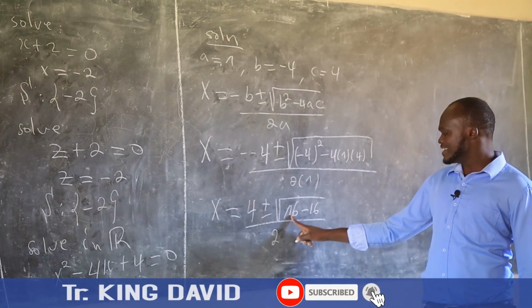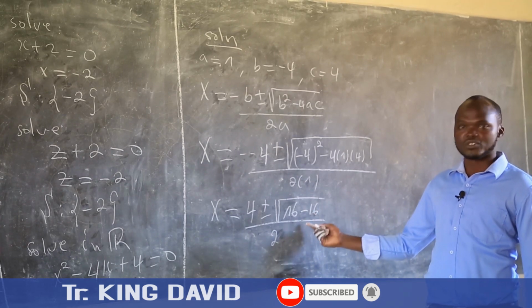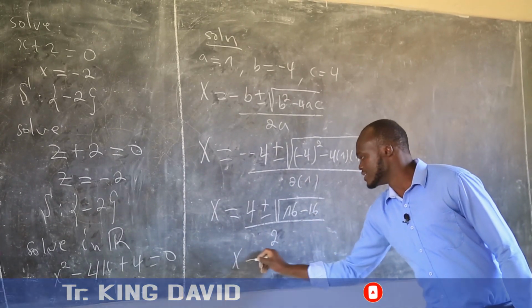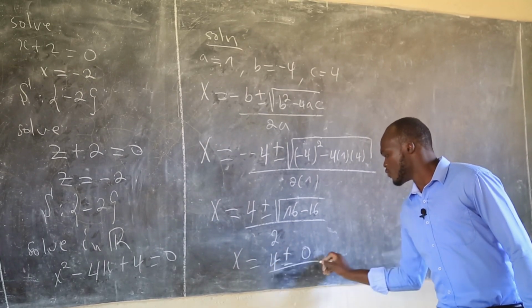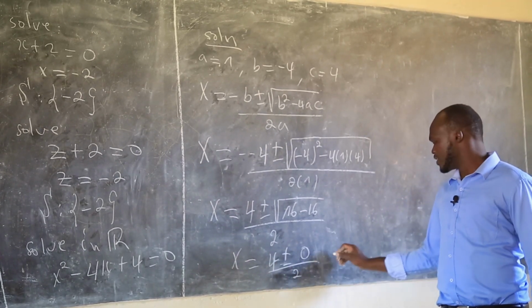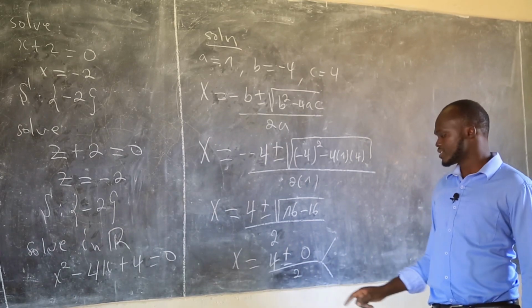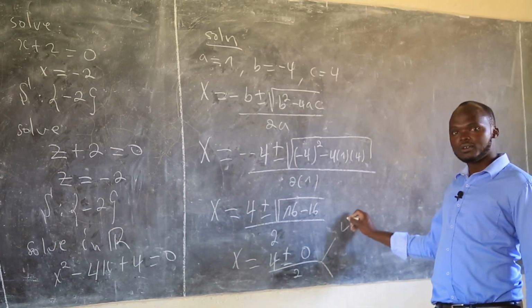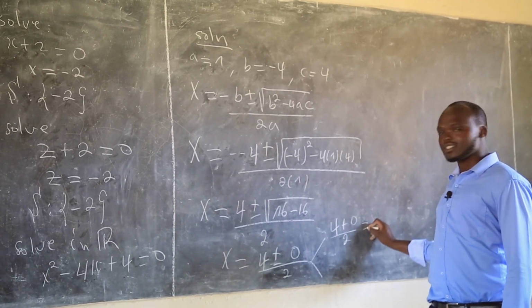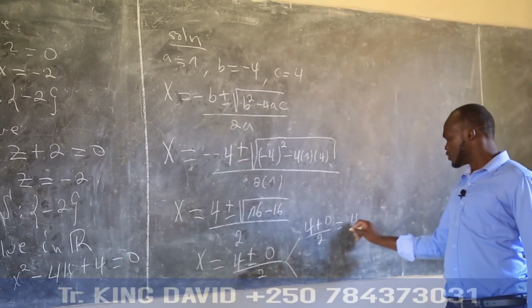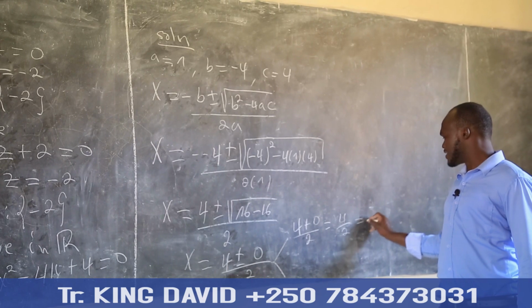So now 16 minus 16 is 0. The square root of 0 is 0. So our x is 4 plus or minus 0 over 2. So here we have two values. We have x1 where 4 plus 0 over 2, which is 4 over 2, where the answer is 2.